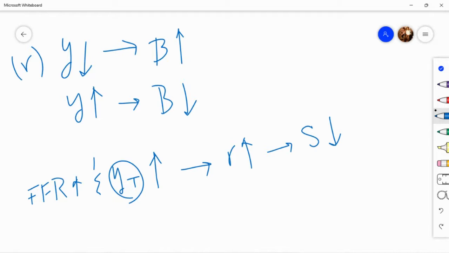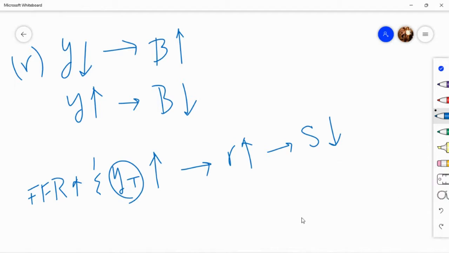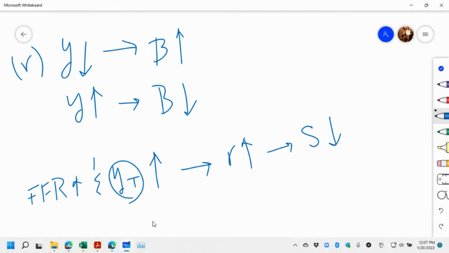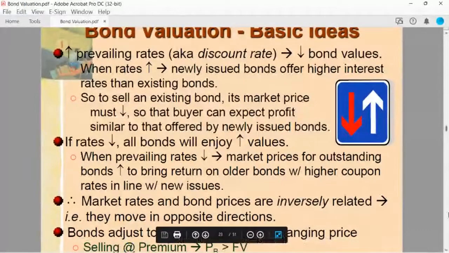It's a very important aspect in both economics and finance, right? And mathematically, we understand this inverse relationship because discounting is basically a fraction. You are dividing something by 1 plus r. And as r goes up, the present value will have to go down. Now, with that being said, we understand this inverse relationship.